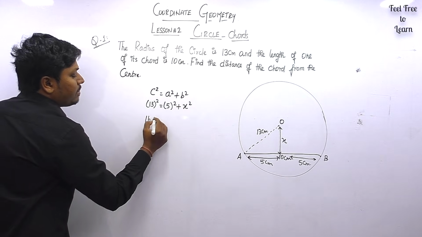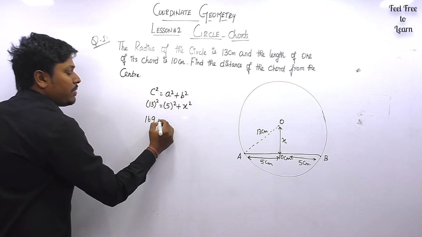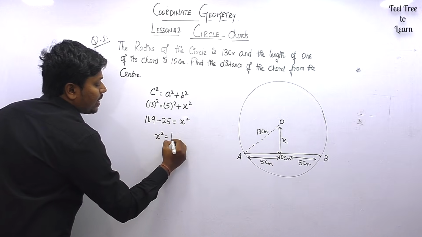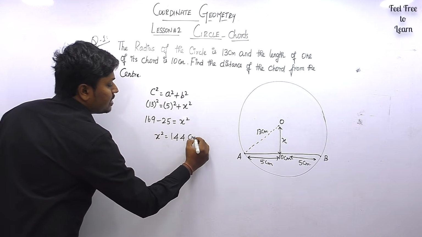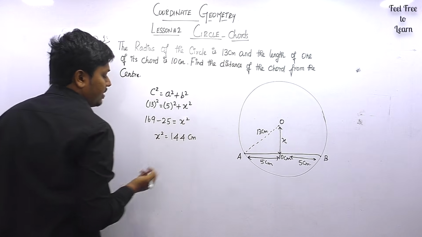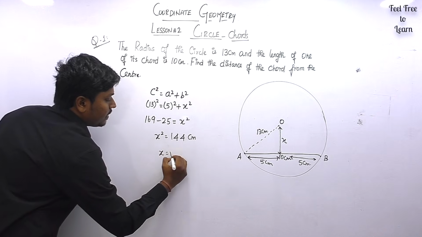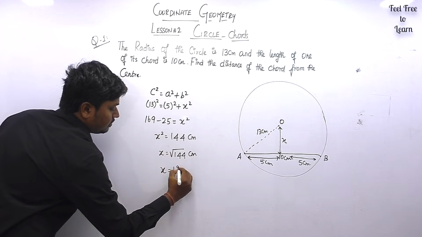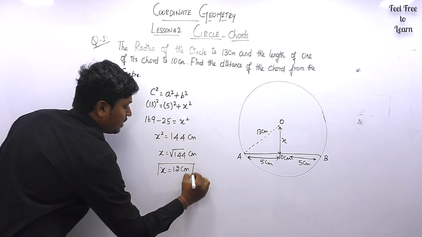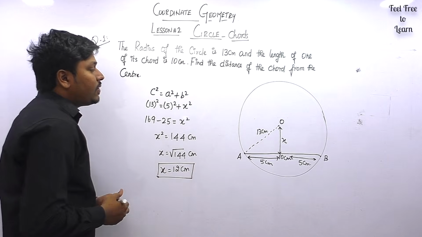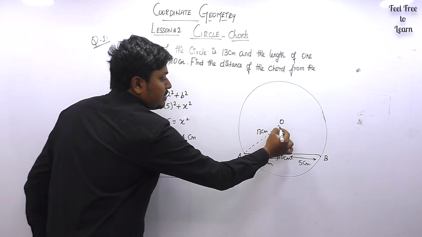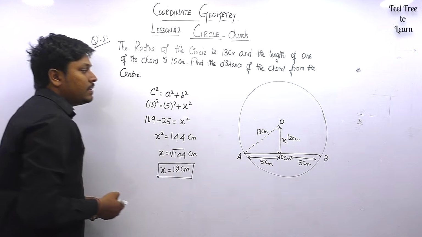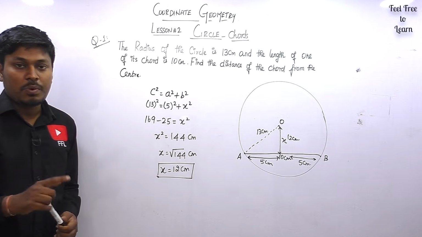So 13 square will be 169, 5 square will be 25, so 169 minus 25 is equal to x square. So x square is equal to 144 centimeter, because all the values are given in centimeter. So finally x is equal to root of 144 centimeter, so 12 centimeter. So finally we got an answer, that is the distance between the center point and the chord will be 12 centimeter. So this will be the answer for question number 1.